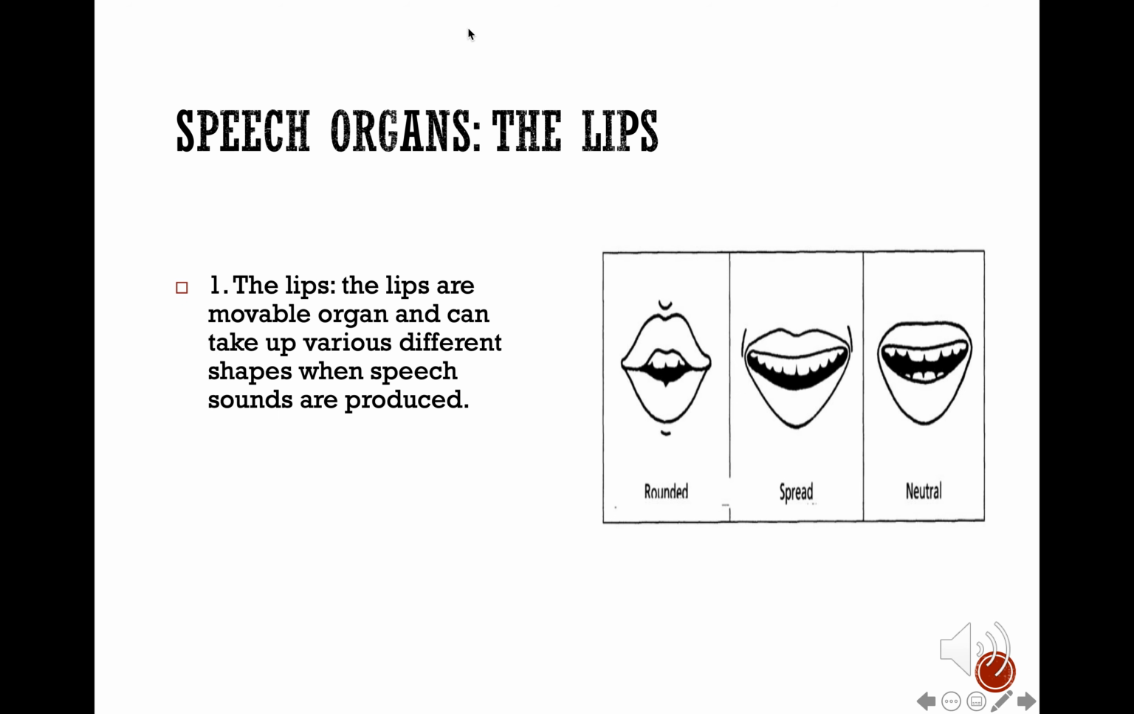The lips. So the lips are considered one of the movable organs, and they can take up various different shapes when speech sounds are produced. For example, the lips can be rounded, can be spread, or neutral.